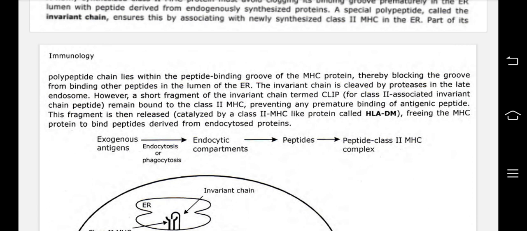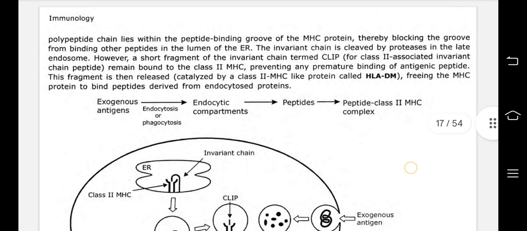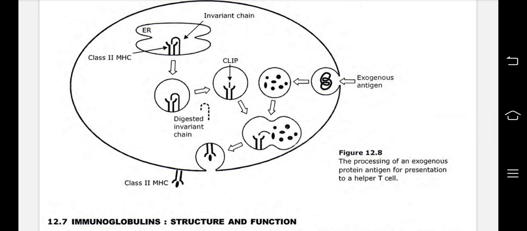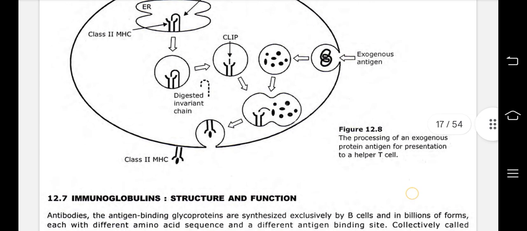The invariant chain is cleaved by proteases in the late endosome. However, a short fragment of the invariant chain, termed CLIP, for class 2 associated invariant chain peptide, remains bound to the class 2 MHC, preventing any premature binding of antigenic peptide. This fragment is then released, catalyzed by a class 2 MHC-like protein called HLA-DM, freeing the MHC protein to bind peptides derived from endocytosed proteins. Exogenous antigens, endocytosis or phagocytosis, endocytic compartments, peptides, peptide class 2 MHC complex. Invariant chain, exogenous antigen: the processing of an exogenous protein antigen for presentation to a helper T cell.